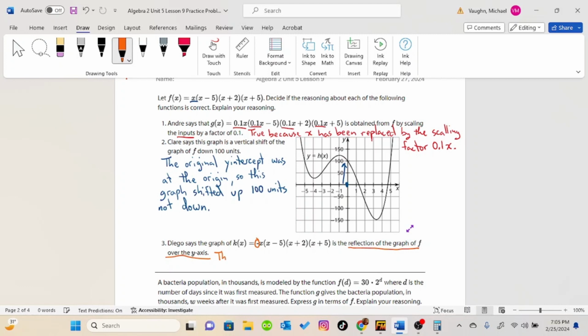So we would say the one negative symbol changes the y value, so it's reflected over the x-axis.